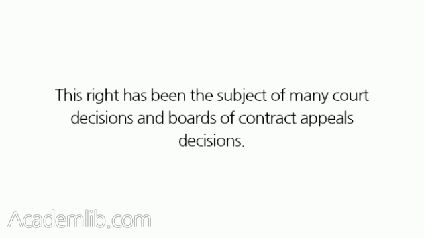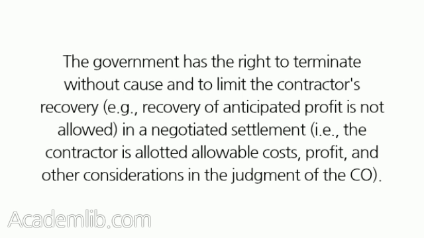This right has been the subject of many court decisions and boards of contract appeals decisions. The government has the right to terminate without cause and to limit the contractor's recovery. For example, recovery of anticipated profit is not allowed in a negotiated settlement, that is, the contractor is allotted allowable costs, profit, and other considerations in the judgment of the CO.